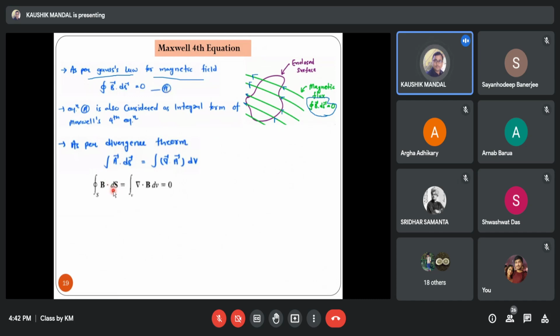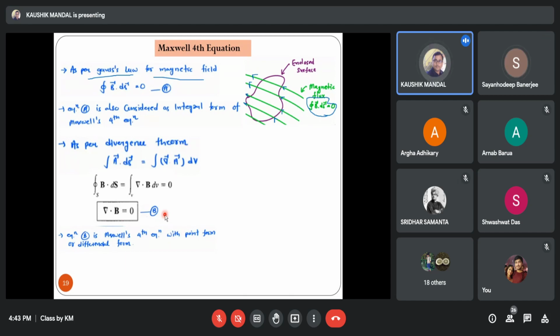B dot ds equal to divergence of B dv equal to 0. Divergence of B dv equal to 0 means divergence of B equal to 0. So this equation is known as Maxwell's fourth equation in point form or differential form. Is it clear how we are moving from Gauss's law to Maxwell's equations?